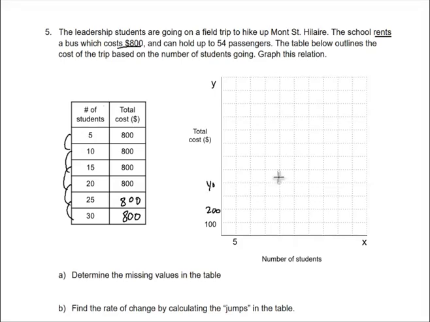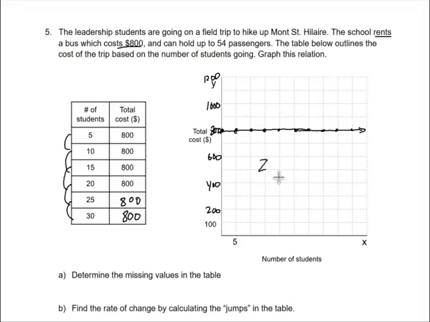Same deal. I'm going to skip every second one for the labeling so it goes a little bit faster. And you don't really need all those numbers because no matter what, everything is going to be at 800. 0 passengers, 800. 5, 10, 15, 20. All of these possibilities are still going to cost $800 to rent that bus, provided they don't go over 54 passengers.